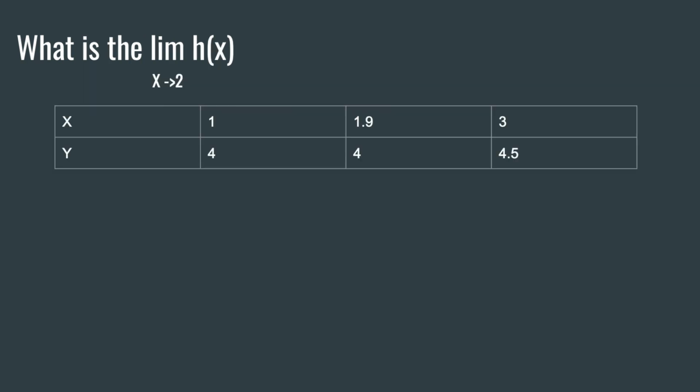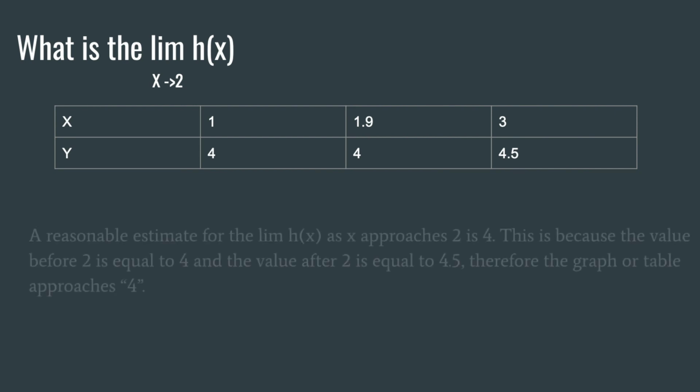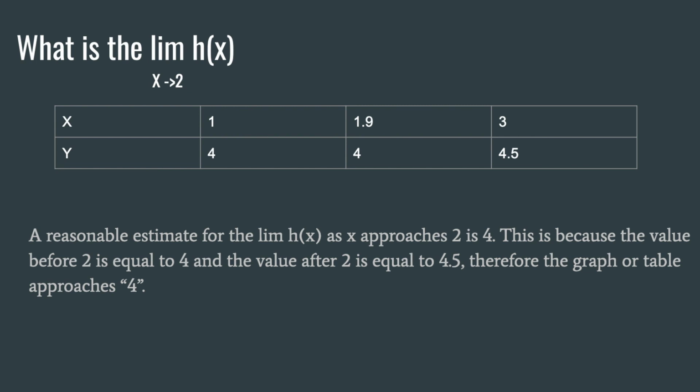Now let's apply that to tables. So our first problem is, what is the limit of h of x as x approaches 2? Basically, you can see that the x values are 1, 1.9, and 3. And the y values are 4, 4, and 4.5. So a reasonable estimate for the limit of h of x as x approaches 2 is 4. This is because the value before 2 is equal to 4, and the value after 2 is equal to 4.5. Therefore, the graph or table approaches 4.